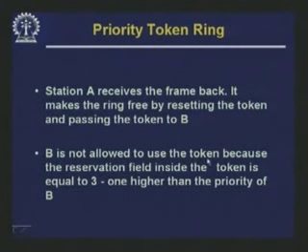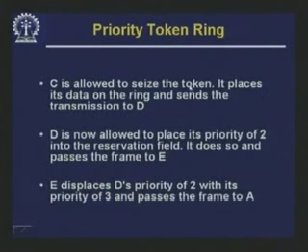B is not allowed to use the token because the reservation field inside the token is equal to 3, one higher than the priority of B. So, although B wants to transmit and the ring is free, even then B cannot start transmitting because somebody with a priority 3 is waiting. C is allowed to seize the token because the priority field in the token says 3 and C has a priority of 3, which means that C is the first node with that level of priority which has got the token.